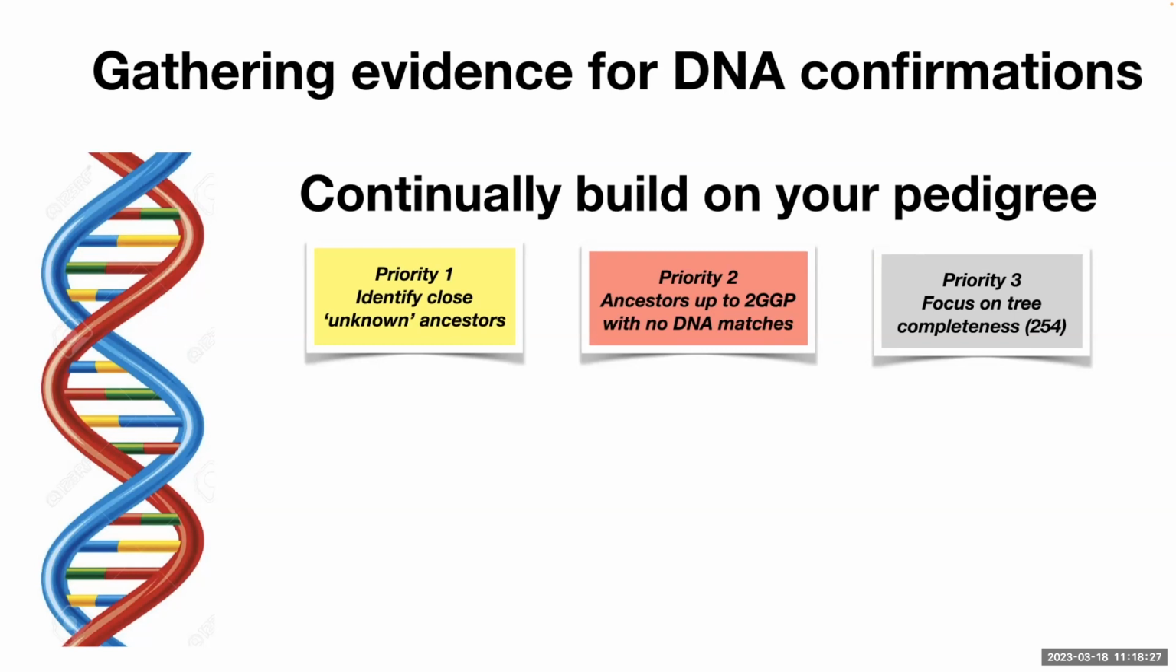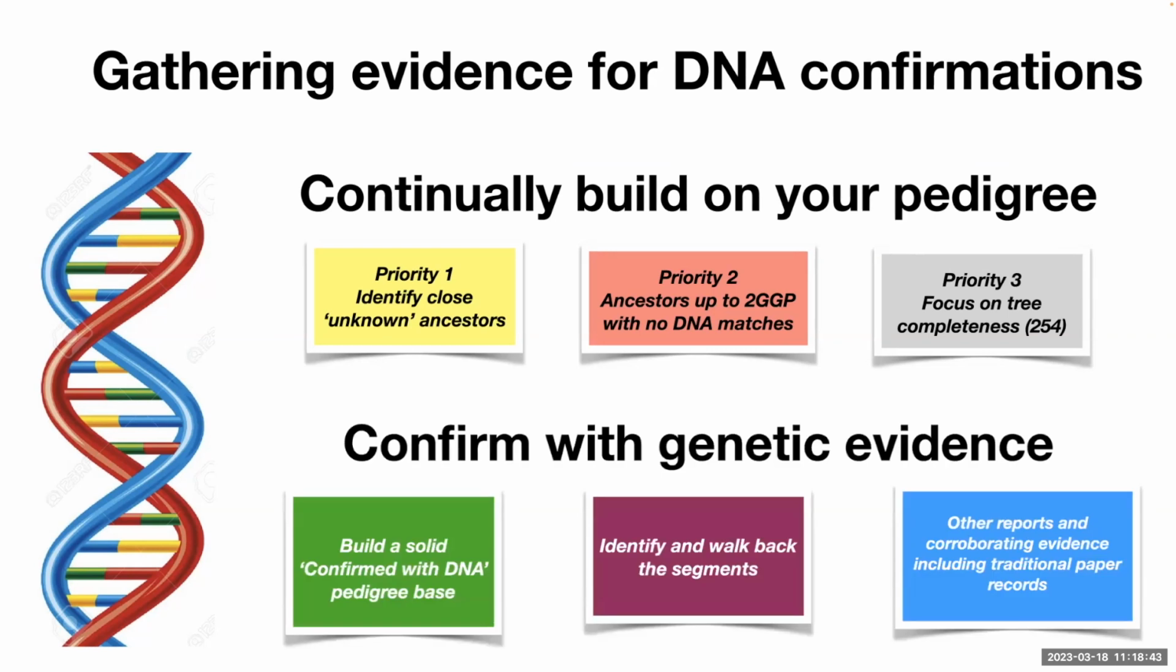And I'm trying to build out my tree to the 254 level. That's probably enough. I've got a lot of lines that are going back further generations, but in terms of DNA, I think that's probably the maximum that you might want to be doing through autosomal analysis. And then you confirm it with your genetic evidence, building a solid base, identifying and walking back the segments over time, and then working with other reports such as Watto and ethnicity and all those sorts of things. And tying it back into the paper records is really important.